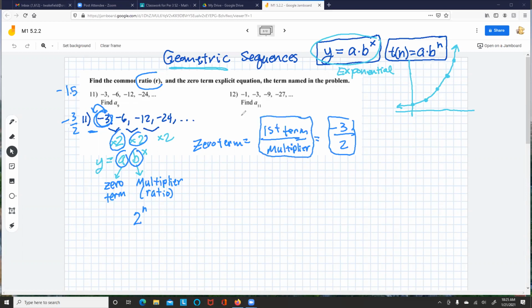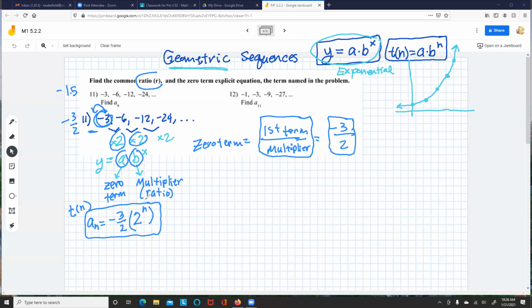You always take the first term, you put it in the numerator, and then you put the multiplier in the denominator. And if you need to reduce, you reduce, but this one doesn't reduce. Okay, so that tells me the equation is negative 3 halves times 2 to the n power. And we could put t of n or a sub n. We're just going to use a sub n for this worksheet, right? That a sub n could be a t of n. Those are interchangeable. Okay, so that is how you come up with the equation.